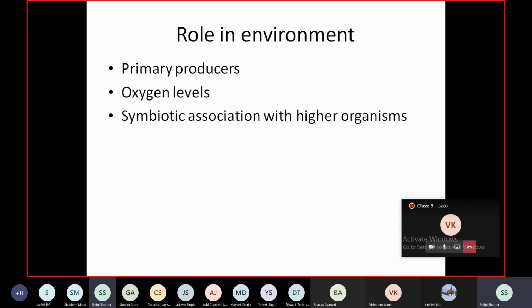Terrestrial plants have a more dominant role. However, in the aquatic systems, it is the protists which are the primary producers. And similar to fungi, they also associate with other organisms, especially their association with corals are quite important.